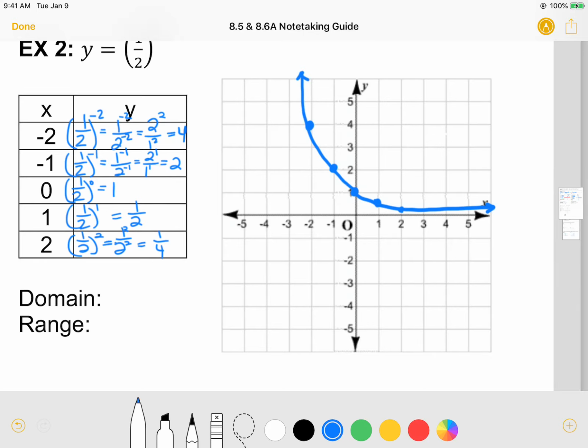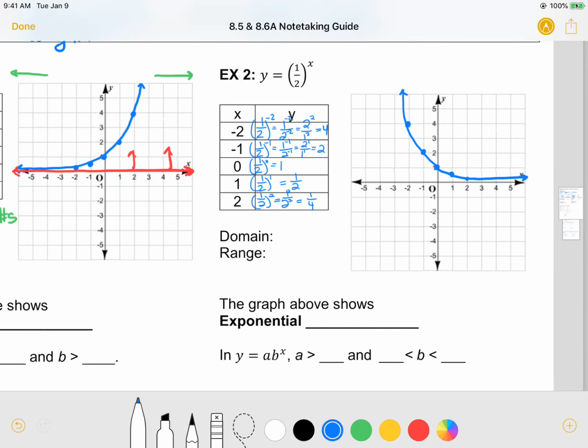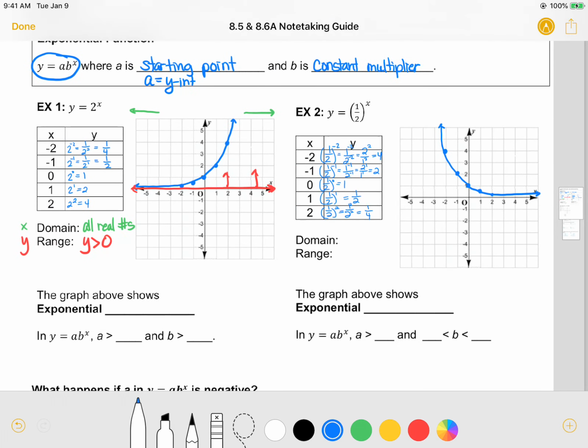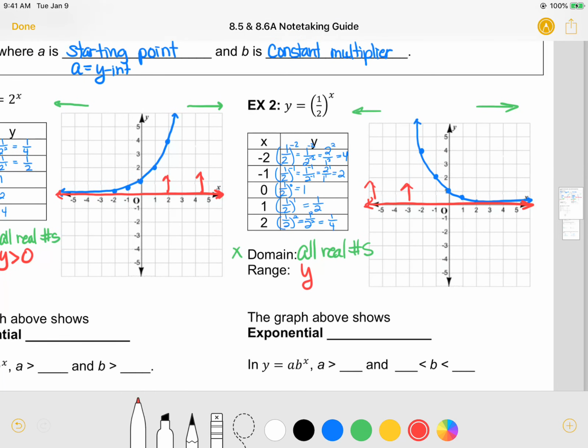Okay? So this one is going to have actually the same domain and range as our first example. So the domain is our x, so the graph is going to go left and right forever. So x is all real numbers, okay? And the range, again, since we're above this x-axis, our y outputs are always going to be positive. So what we're going to say for the range is that y is greater than 0, okay?